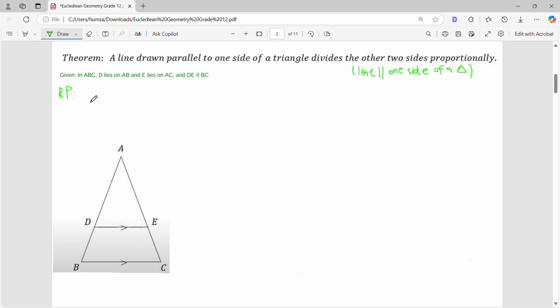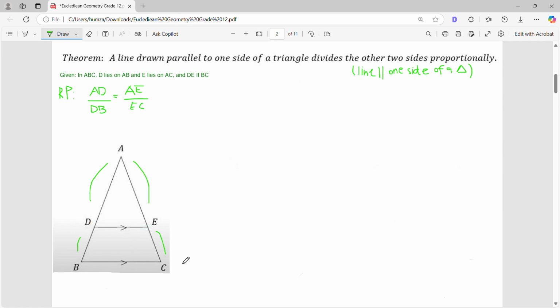We need to prove that AD over DB is equal to AE over EC, which means this side is proportional to this side, and this is proportional to this side. And we can say that AD and AE, and DB and EC are in the same proportion. So the next step is to do the construction.